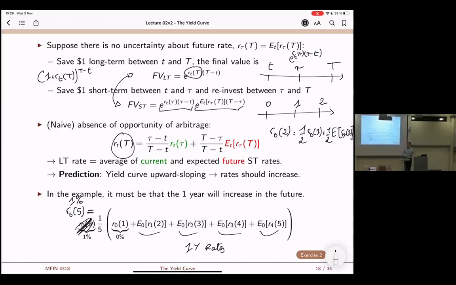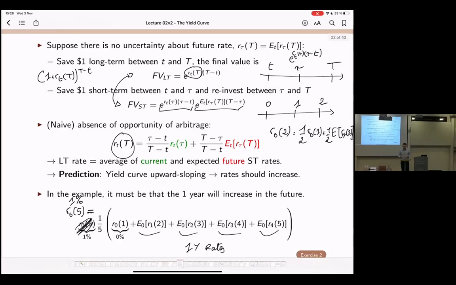So in our example, what does it mean? I was thinking, well, I can borrow at 0% and then earn 1% on my asset side, right? Now, what the expectations hypothesis is telling you is that in the future, the rate at which you borrow is going to increase, and that will eat up exactly your profit on the asset side, exactly this 1%.